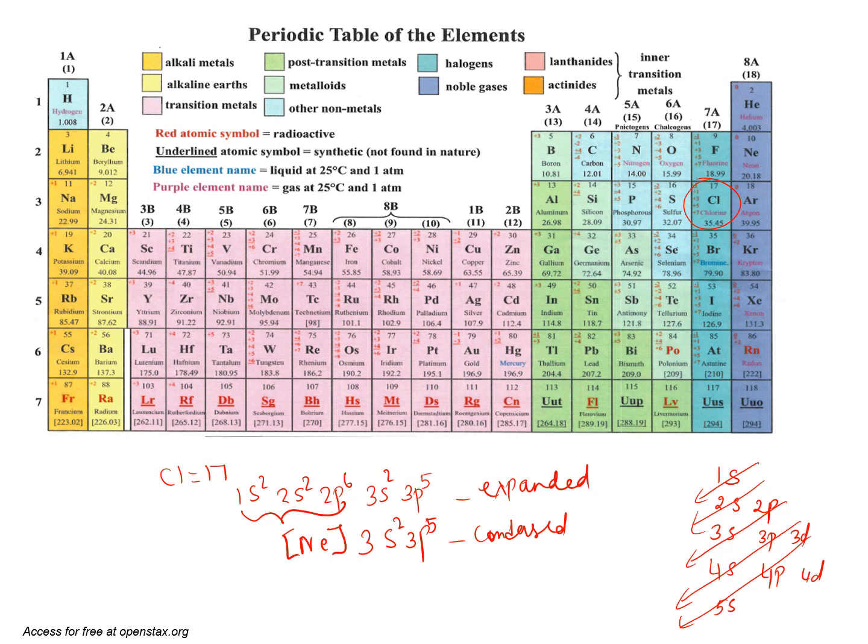Let's take another example. How about silicon now? Silicon is 14, belongs to the carbon family. 14 is the atomic number of silicon. Here it is. And again, you can do the expanded form where you write 1s2, 2s2, 2p6, 3s2, 3p2, right? So that covers 14 electrons. Or you can represent this by the noble gas neon, which covers the core electrons, and then you have 3s2, 3p2 as your valence electrons.